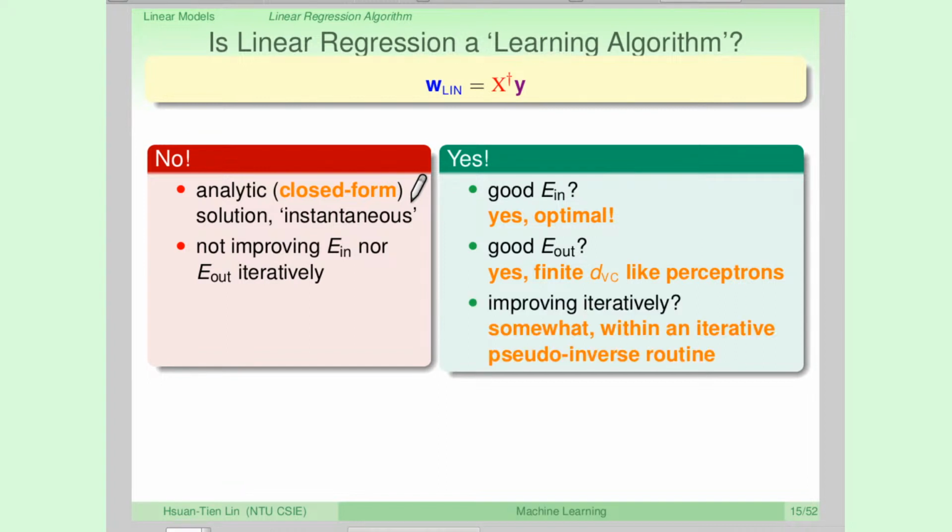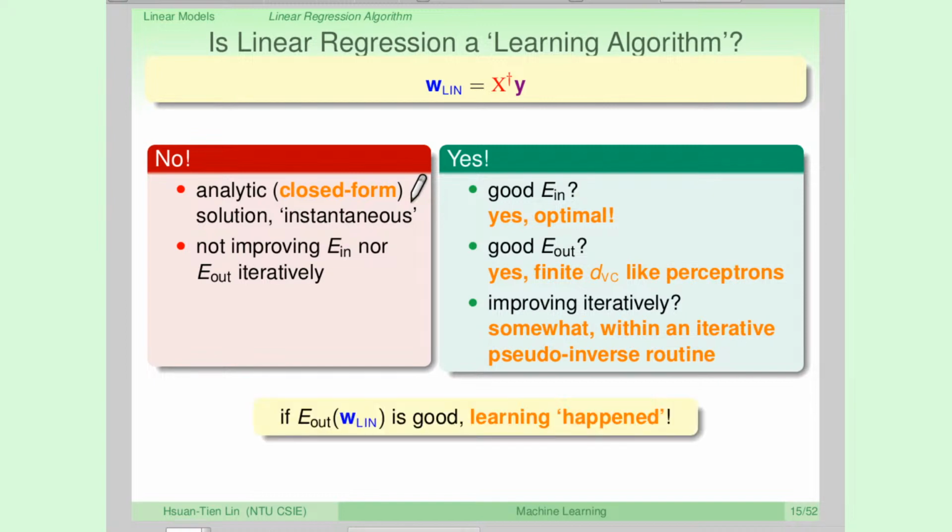And how about improving iteratively? There may be iterative improvements or changes. It's hidden in the routine that calculates the pseudo inverse that you don't know. For example, there may be routines like Gaussian elimination and so on for computing the inverse, and those routines are doing things iteratively. So maybe the answer is yes.